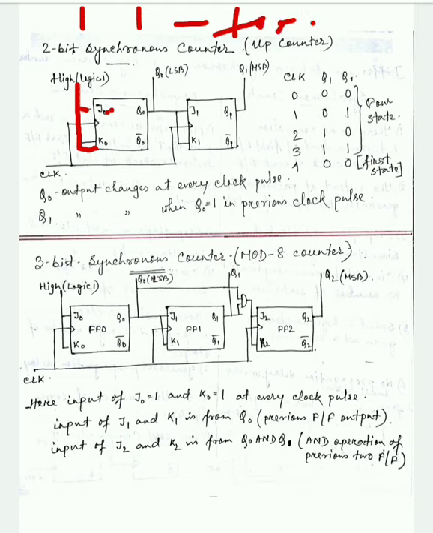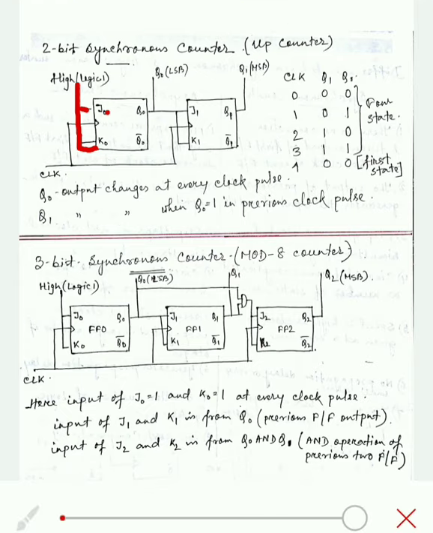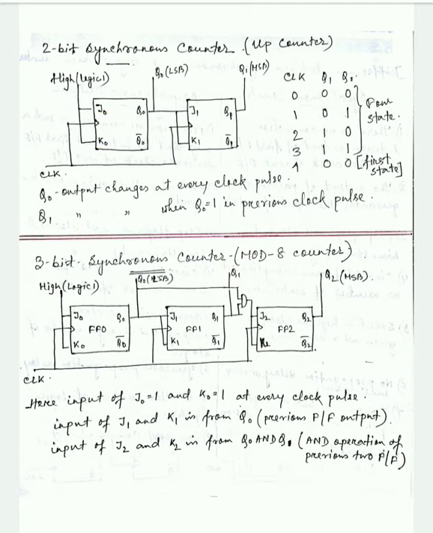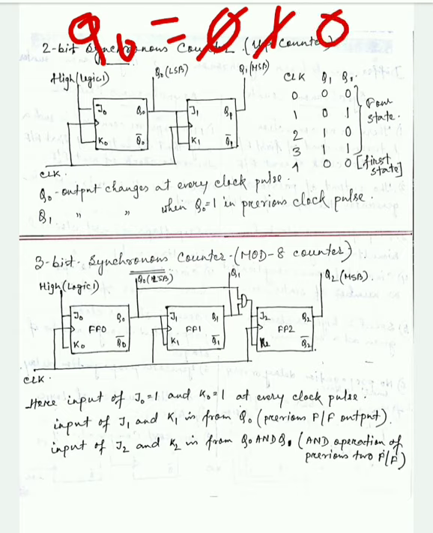Toggle means the value of Q0 will change. Suppose Q0 is 0, then for the next clock pulse it will be 1. Again for the next clock pulse it will be 0. Again for the next clock pulse it will be 1. This is the toggle case.